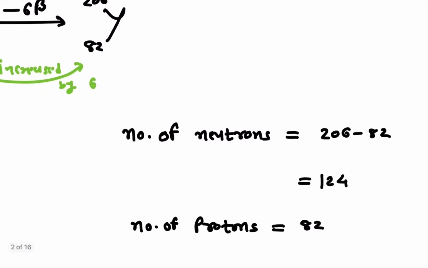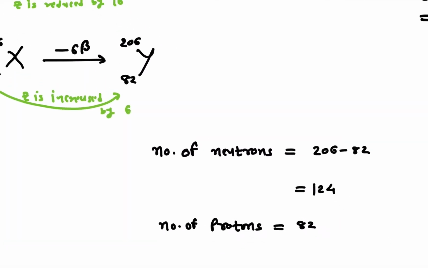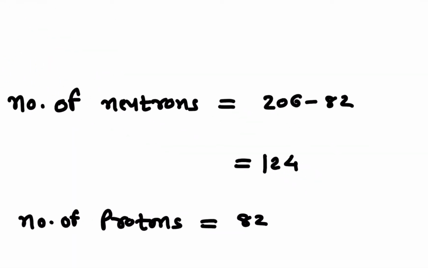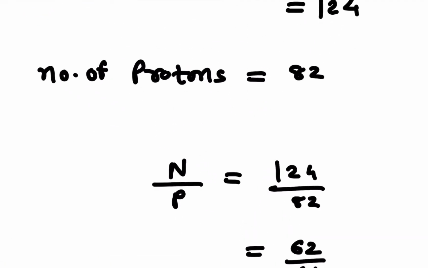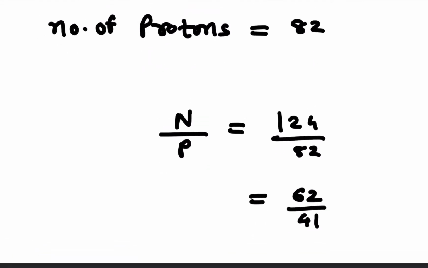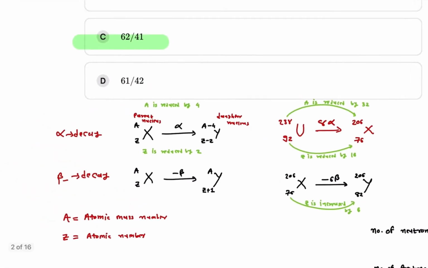The number of neutrons is A minus Z. That means 206, the total nucleons or atomic mass number, minus 82, the number of protons. So it becomes 124, and the number of protons is 82. So the N to P ratio, the neutron to proton ratio, is 124 divided by 82, which becomes 62 divided by 41. So option C is correct.